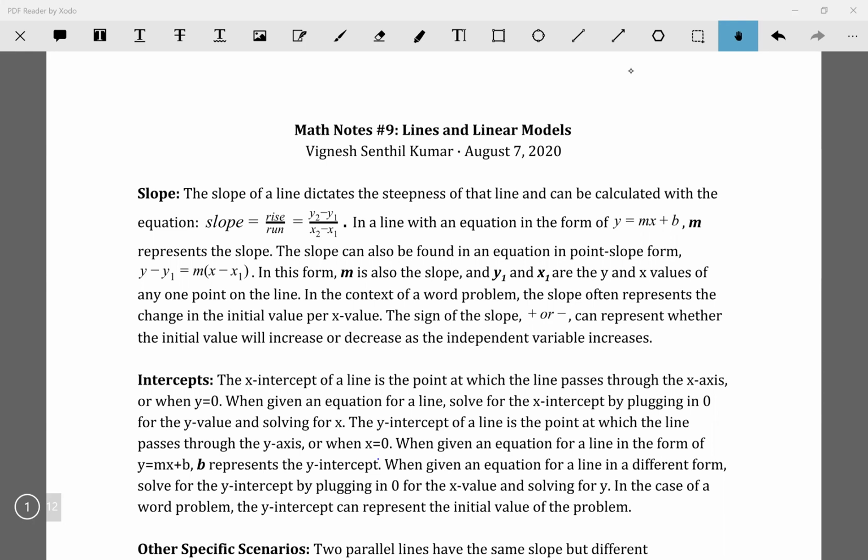Today, we're going to be going over lines and linear models, which is a topic hopefully many of you have gone over in your previous math classes, but this could be a good review, as well as give you an example of how you may be tested on this topic on the actual SAT.